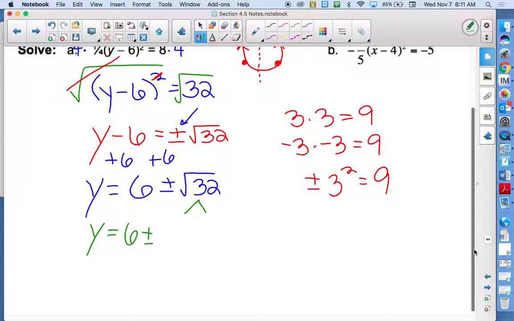So how does 32 break down, Addie? 16 and 2. So the square root of 16 becomes 4, and then we have the square root of 2.